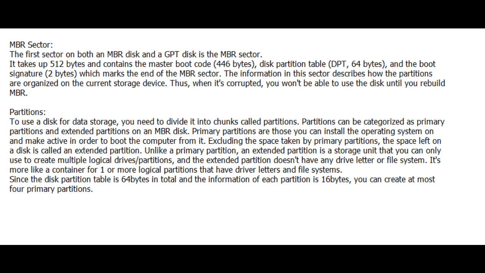To use a disk for data storage, you need to divide it into chunks called partitions. Partitions can be categorized as primary partitions and extended partitions on an MBR disk. Primary partitions are those you can install the operating system on and make active in order to boot the computer from it. Excluding the space taken by primary partitions, the space left on a disk is called an extended partition.